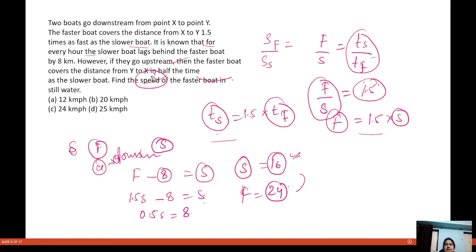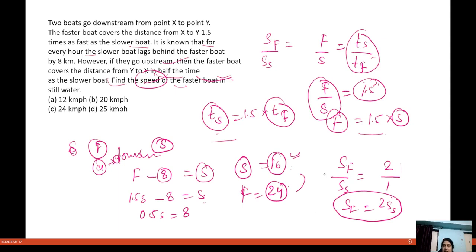Now it is saying, however, if they go upstream, then the faster boat covers the distance Y to X in half the time of the slower boat. So now faster boat divided by slower boat. When the time is half, the speed of the faster boat is 2 times the speed of the slower boat. So SF is equal to 2 times SS. Fine.